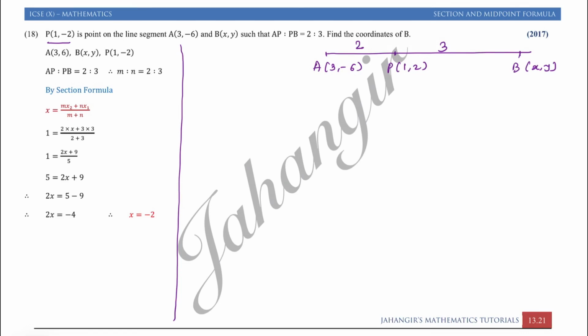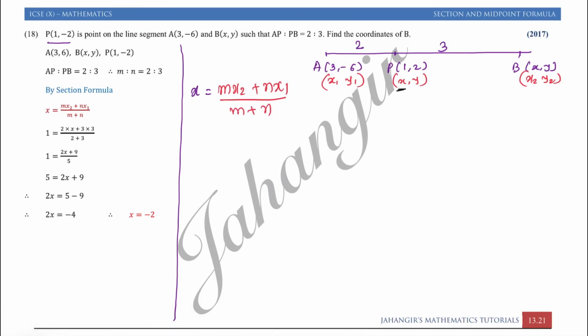Here we will take just section formula for x and y. So as you see, I will just mark it down x1, y1. This is x comma y according to the formula, and this is x2, y2 according to the formula. Okay, so we can write x is equal to mx2 plus nx1 upon m plus n.